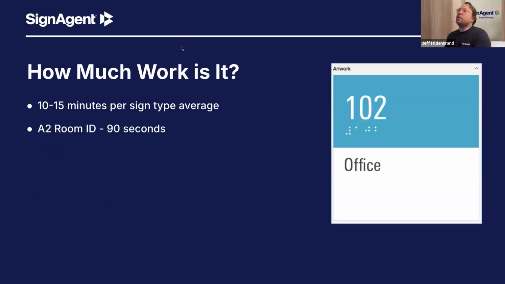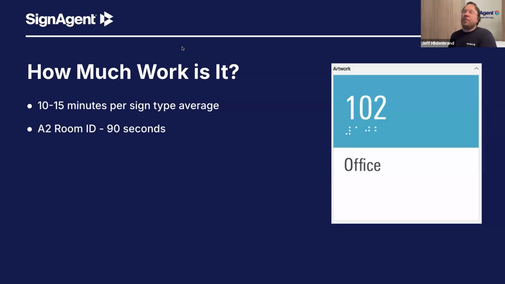So how does it work? And how much work is it to actually do this? In most cases, we're looking at about 10 to 15 minutes of your time. So for example, we're looking at this room ID sign. We have some very basic components. We have the room number, we have a Braille translation, we have the room name, and then we also have the color for the upper part of the sign. So that's really only four pieces that tend to be variable.